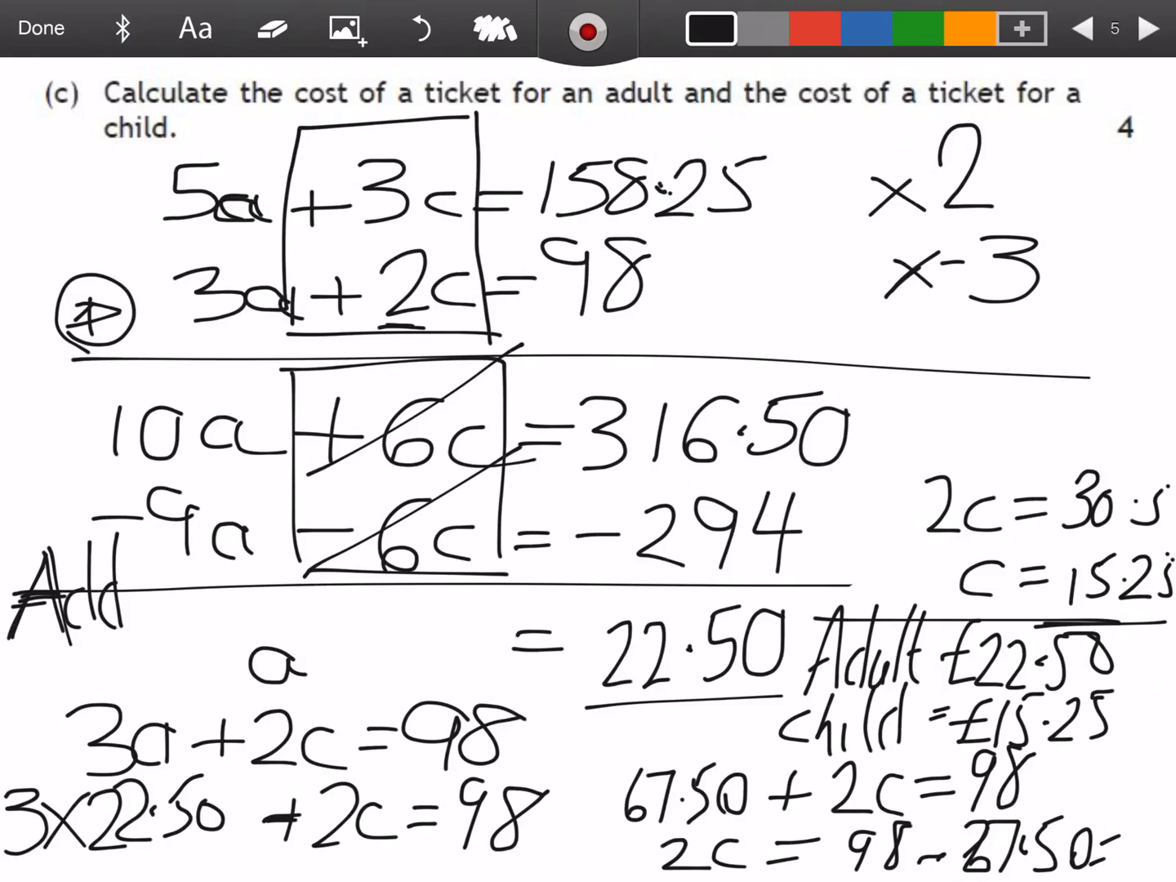Okay, that's our answers there. You must state it very, very clearly. Please don't leave it as a equals and b equals. You will not get full marks.